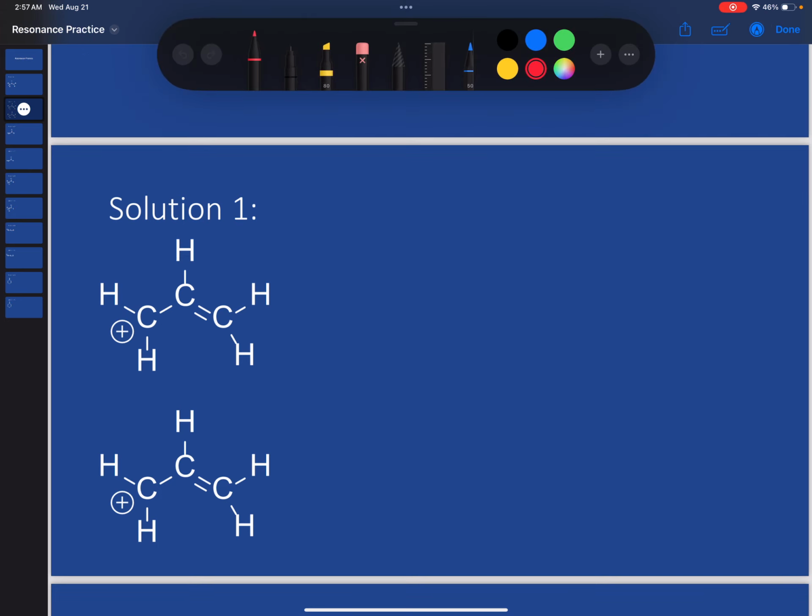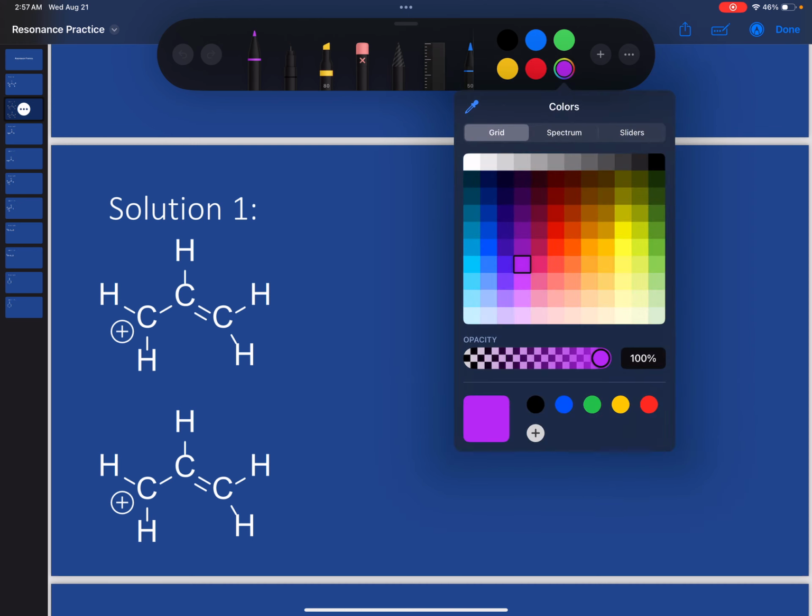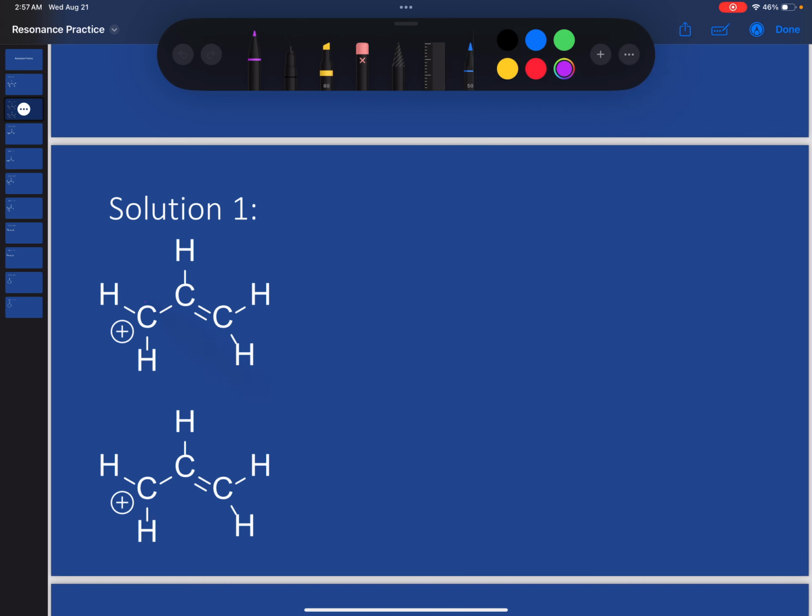So with this one, we can see that we have a positive charge on a carbon that is next to a carbon that has a pi bond. So if you watch the resonance patterns video, we know that we can draw a resonance structure here. And there's actually a couple different resonance structures we can draw.